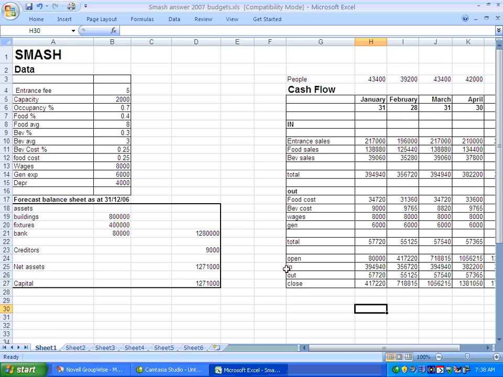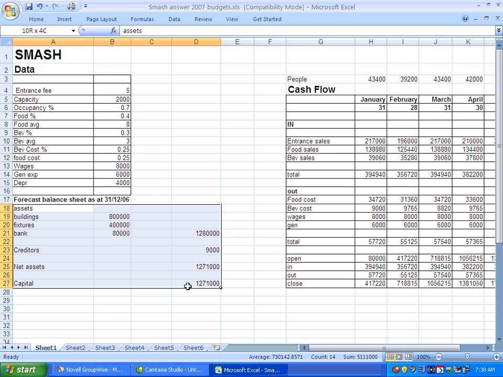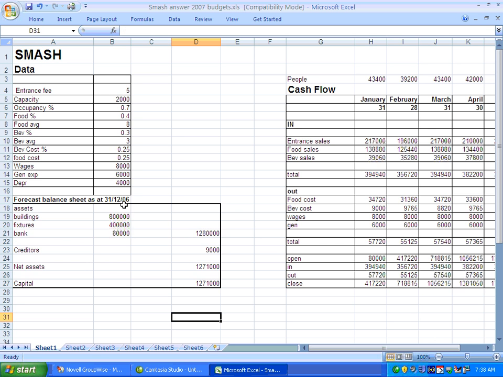Now, there's a couple of things here that, because this is a continuing business, we have to take notice of this balance sheet here. It's the balance sheet up until the beginning of the current year. So this is the balance sheet as at the end of December 2006. We're doing the cash flow for 2007, or the first 6 months. So one important point there, we've got in the bank, at the end of December, we had £80,000. That therefore becomes the opening balance in January, £80,000.